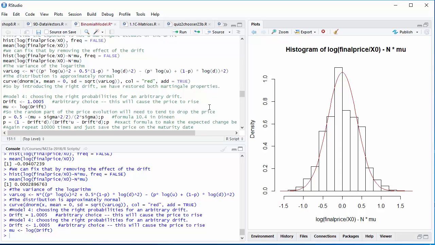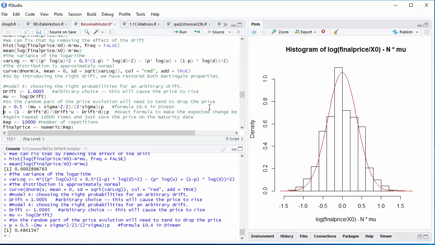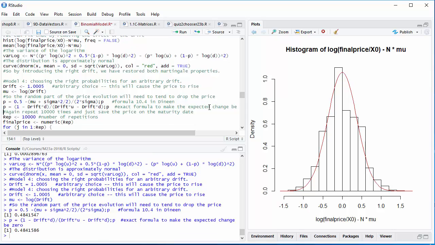Okay, now in this case, because the price is evolving, the random part is going to need to tend to drop to offset the drift. And the way we're going to do that is by having the probability of an upstep be a little bit less than 1. I just typed in Deneen's formula for this on the next line, and I get about a 48.4% probability for an upstep. I can also compute this exactly from the drift, and I get almost precisely the same number.